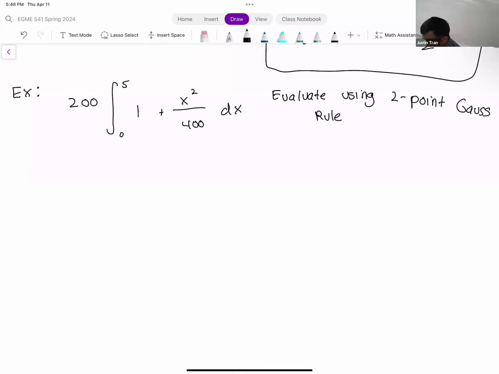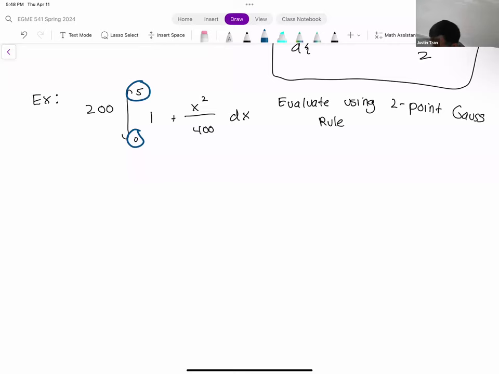So let's look at this problem. We want to evaluate this with Gauss quadrature, but we can see that the integration bounds are not minus 1 to 1, right? They're 0 to 5 instead. So we know that we need to perform a change of variables. Here we know x1 is equal to 0, x2 is equal to 5. Those are our original integration bounds.